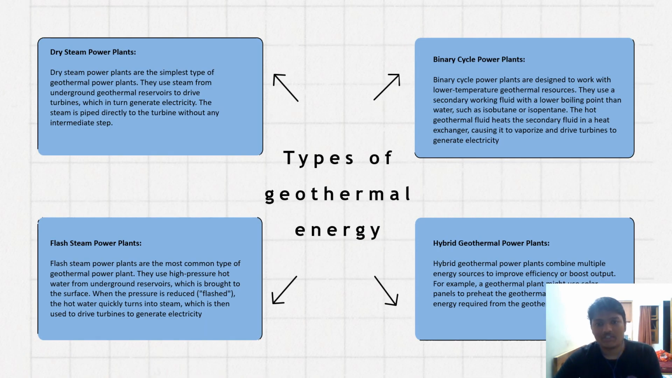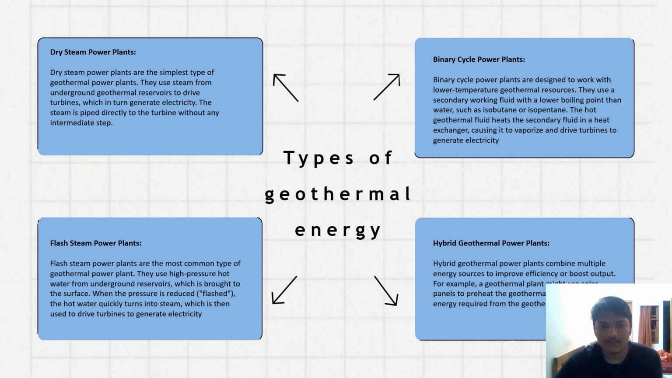What are the different types of geothermal energy power plants? There are basically four or more types. Dry steam power plant: this simply uses the steam from the earth to run the turbine, which produces electricity. Binary cycle power plant: binary cycle power plants use fluids with low boiling points, lower than water, such as isobutane and isopentane. These fluids exchange heat with the secondary fluid in a heat exchanger, and this causes steam, which is used to run the turbine and generate electricity.